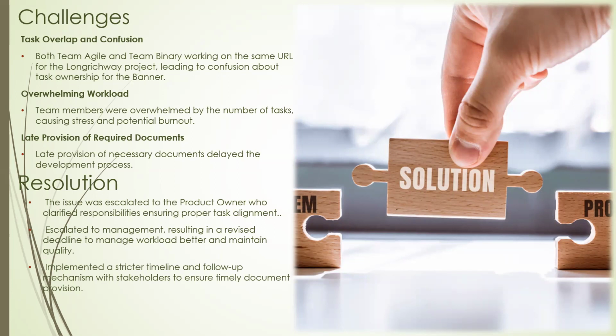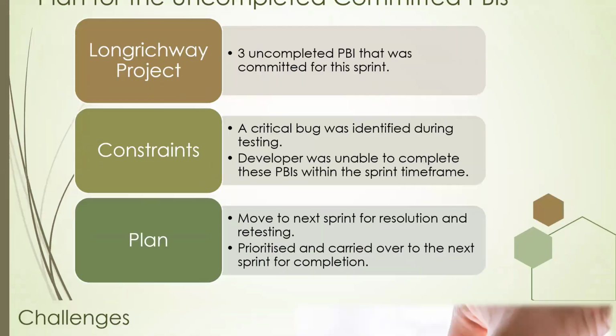For the resolution, the first issue was escalated to the product owner, and she was able to clarify which part of the URL Team Agile had to work on and which part Team Binary had to work on. And we escalated the issue of the overwhelming tasks to the management, which was resolved, and there was a shift in the deadline. Now we are looking at implementing stricter timelines and follow-up.